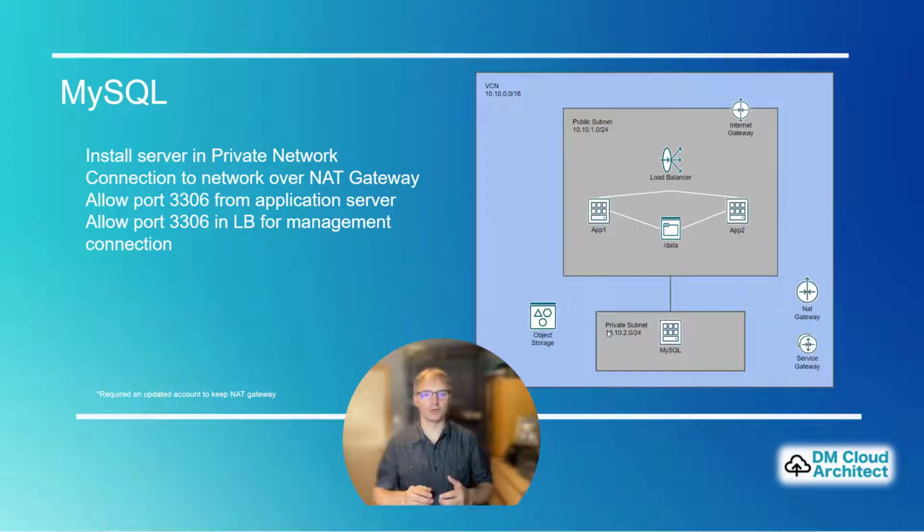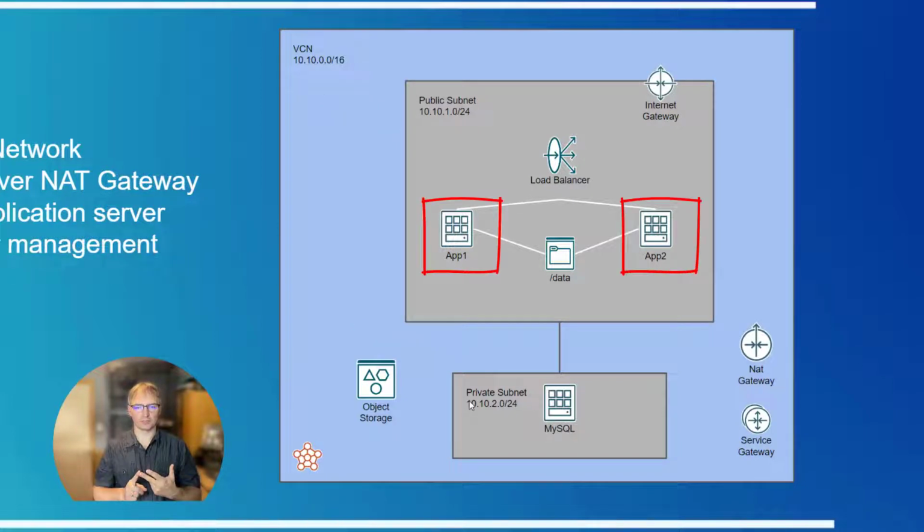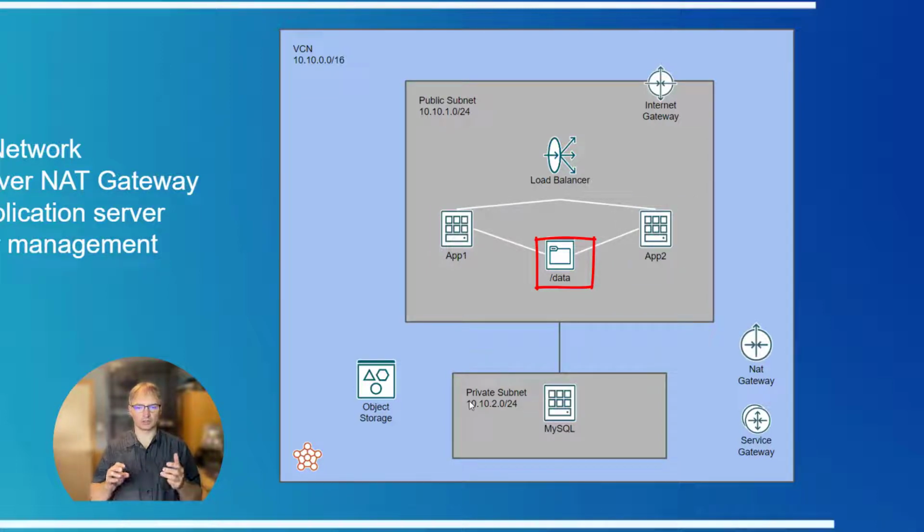In the previous videos, we've been building up the VCN, Virtual Cloud Network. We created the public subnet and private subnet. We added app1 and app2 in the public subnet, created the data folder, and set up communication between app1 and app2 to get data from the data folder. We had the load balancer which sends the traffic to app1 and app2. That completes our network layer and our application layer. Now we need to create the database server which will provide the data for the web application.